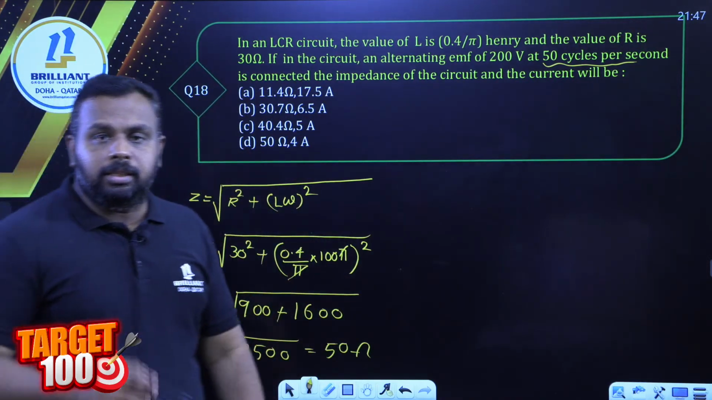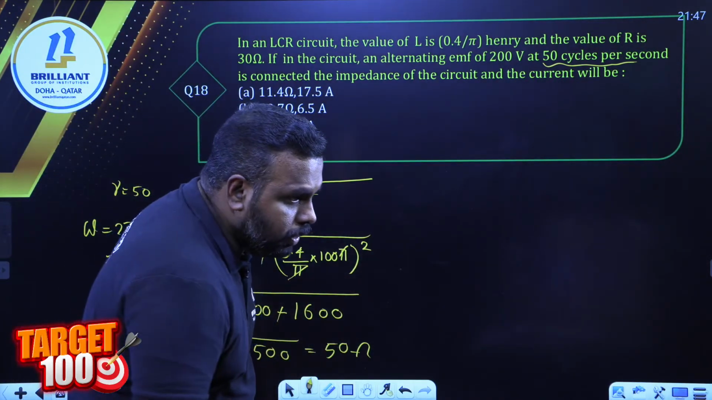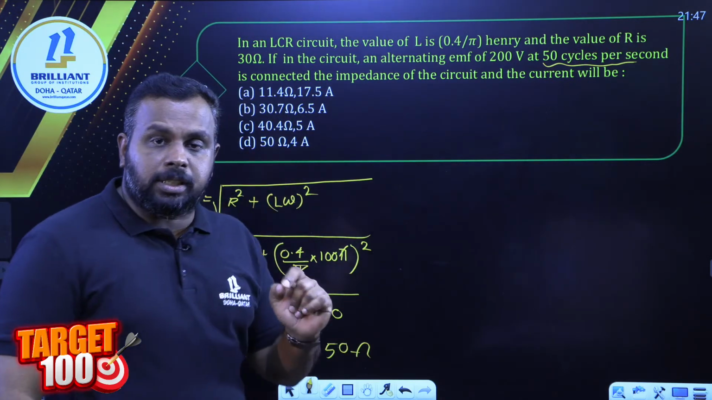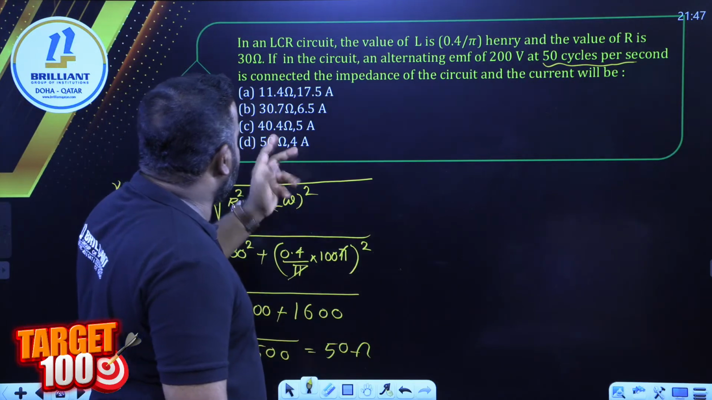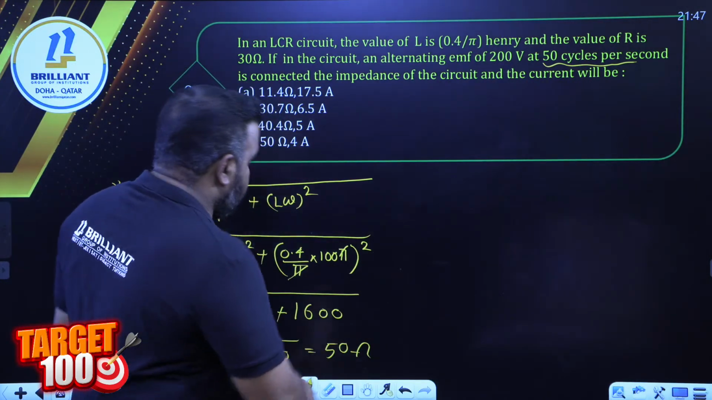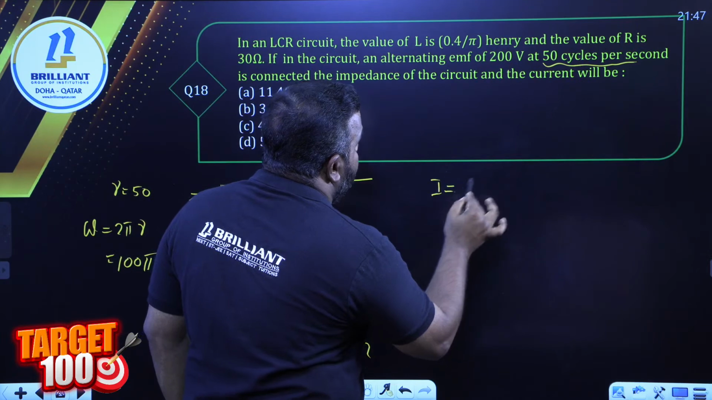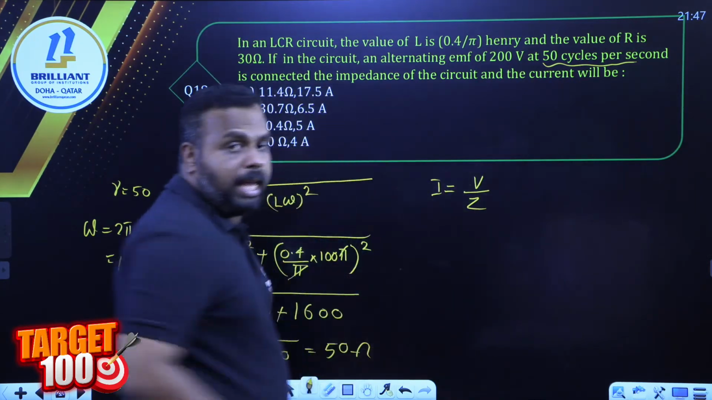Again you can see there is only one option. Yes, with 50 ohm, which means our answer is anyway option D. But before marking that, let us calculate the current also. Current I equal to, how can you find current? V by Z.